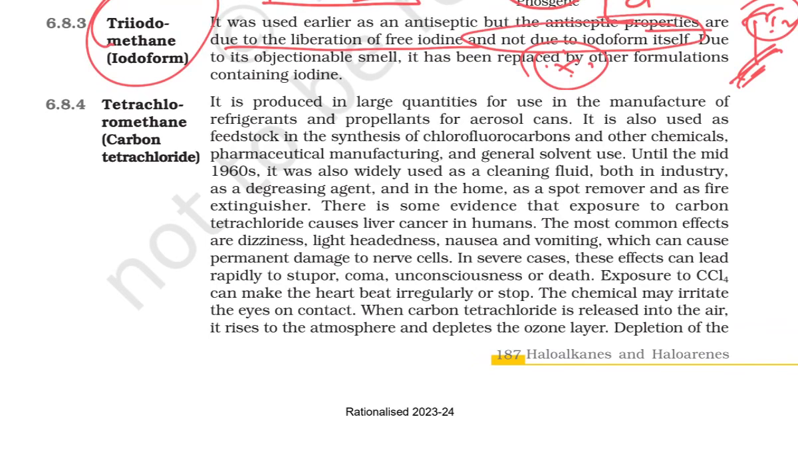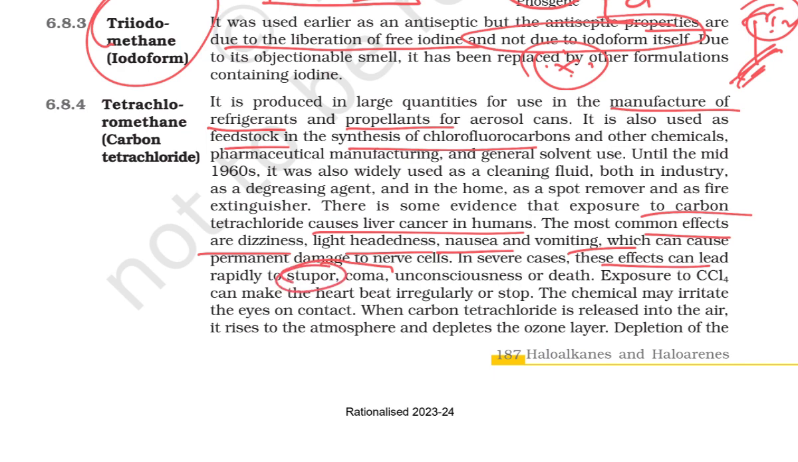Then there is tetrachloromethane. It is used for the manufacturing of refrigerants and as a propellant in aerosols, and as a feedstock for the synthesis of chlorofluorocarbons. As for demerits, carbon tetrachloride causes liver cancer in humans, and the most common effects are dizziness, headache, nausea and vomiting. These effects can also lead rapidly to stupor and coma.